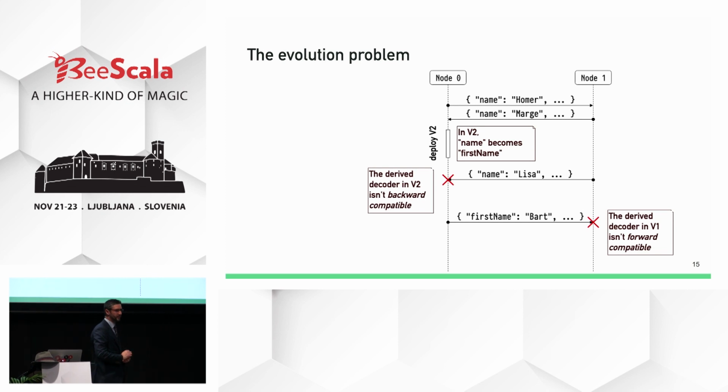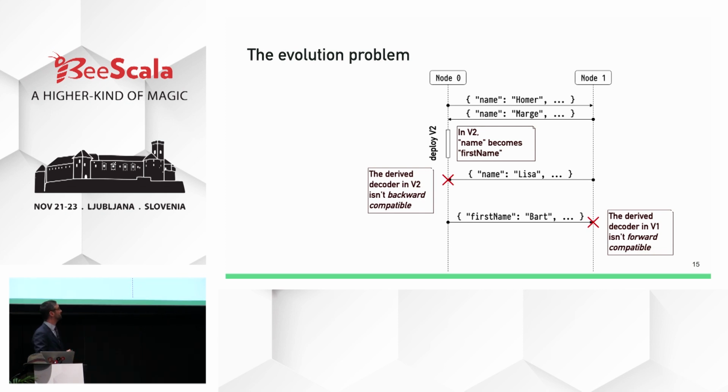Now imagine we build a new version of this application, and we decide to change this field to first name. What happens if we deploy this new version on our cluster? Let's say we first deploy it on the node 0. Well, we've deployed it on the node 0.